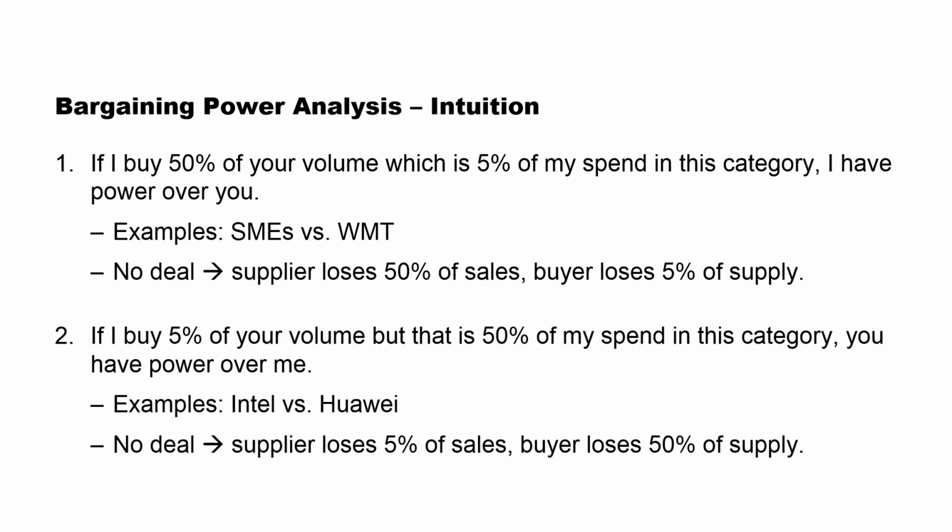Conversely, if I buy 5% of your volume, which is 50% of my spend in this category, then you have a bargaining power over me. For example, Intel is the largest semiconductor manufacturer, selling its microchips to many customers. Being a relatively smaller customer, Huawei heavily depends on Intel's chip supply for its notebooks and cell phones. In this case, the supplier has the bargaining power because if there's no deal, the supplier loses 5% of the sales, but the buyer loses 50% of the supply.